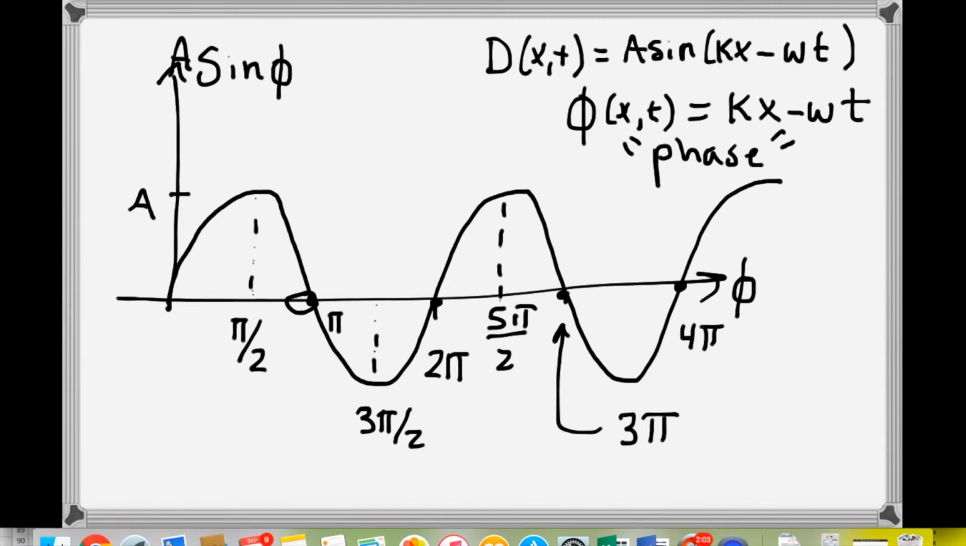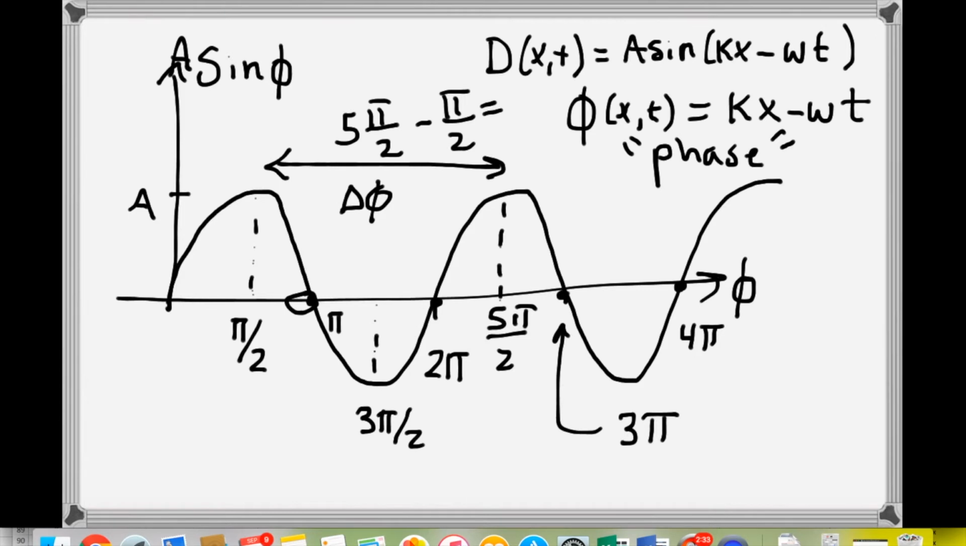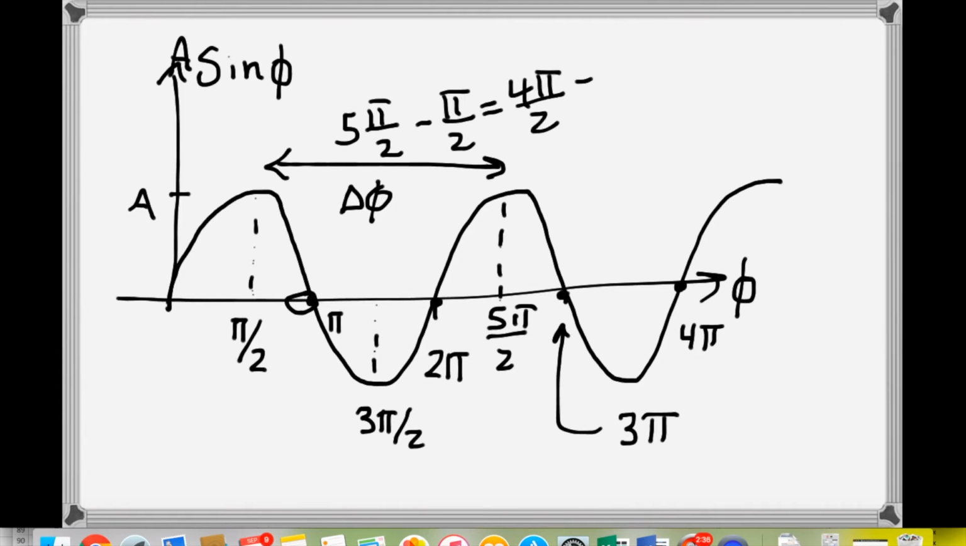Now, the concept that's very important when dealing with interference is the difference in phase. If you have two points in space, they have a difference in phase, delta phi, which is given by the phase at one point minus the phase at the other point. The point to the right has a phase of 5 pi over 2. The point on the left is pi over 2. So the difference in phase between those two consecutive peaks is 2 pi.